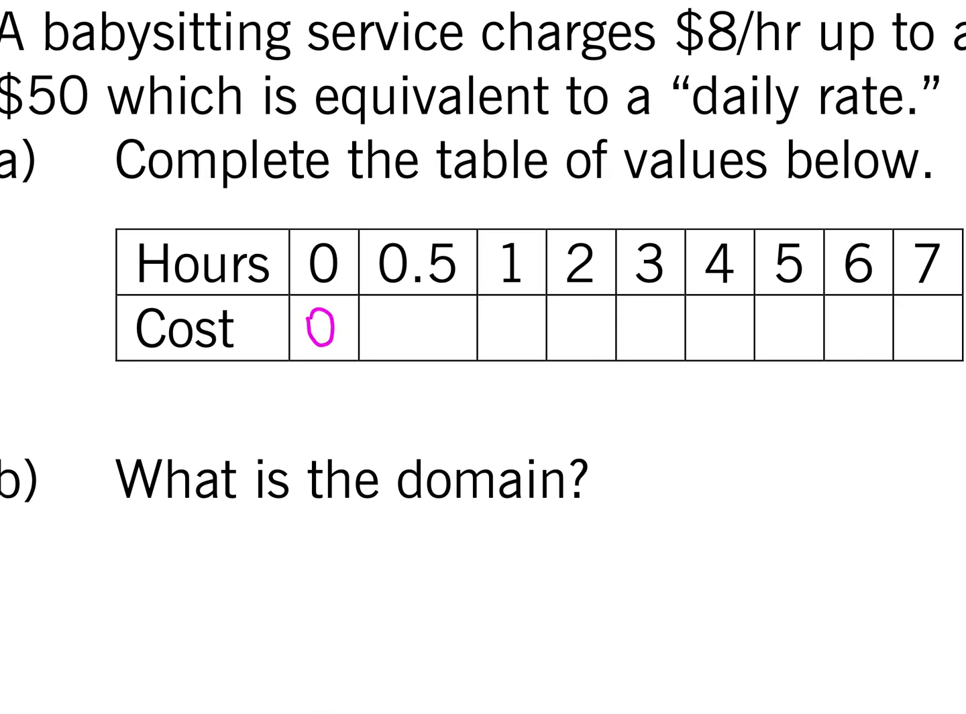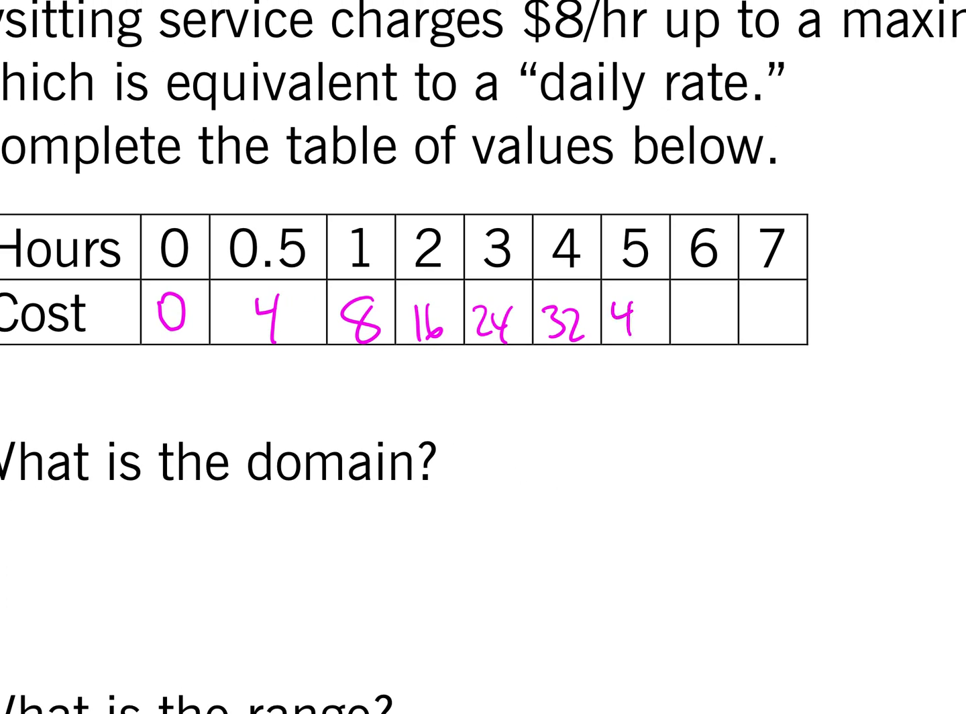Nothing. How much is half an hour going to cost you? $4. Yes. 1 hour. $8. 2 hours. 3 hours. 4 hours. 5 hours. 6 hours. 7 hours. Nope. What's 7 hours? 56. Nope. Isn't it 7 times 8? Nope. What? Why? Shoot. 50. Why? Read the question.